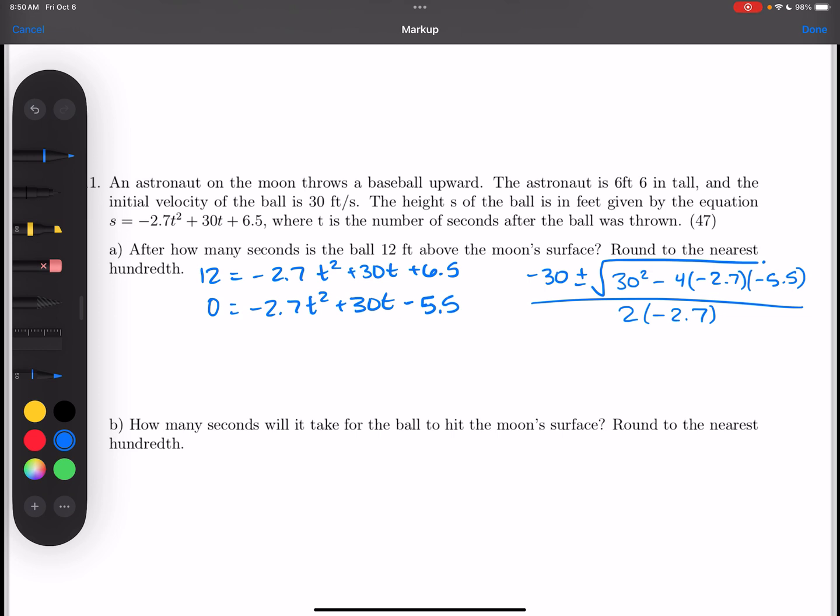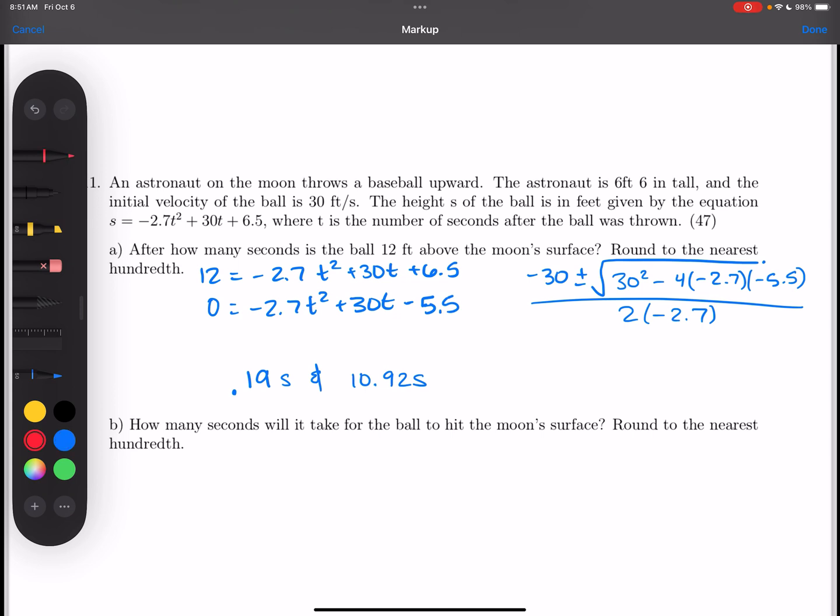But I will just tell you, if you don't want to type it in right now, that's fine, that the answers that you're going to get when you solve, because remember, you have to solve both of them. You have to solve for the positive one and for the negative one. So there's going to be 2 answers to this problem. It's going to be 0.19 seconds and 10.92 seconds. Okay.